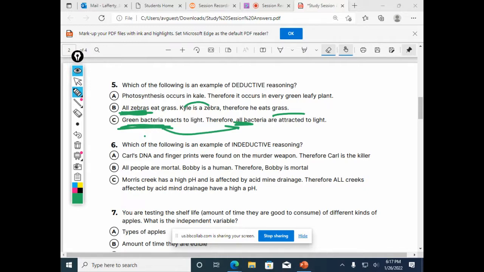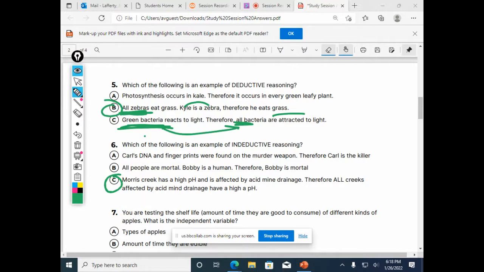Now the flip of this, which is an example of inductive reasoning. Who wants to tell me what they put for that? C? Okay. Why'd you pick C? Because it goes from one creek that has a high pH due to acid mine drainage to the conclusion that all creeks that are affected have a higher pH. Good. So it takes one creek, and it says, therefore, all creeks that are affected by acid mine drainage have a high pH. Good job.